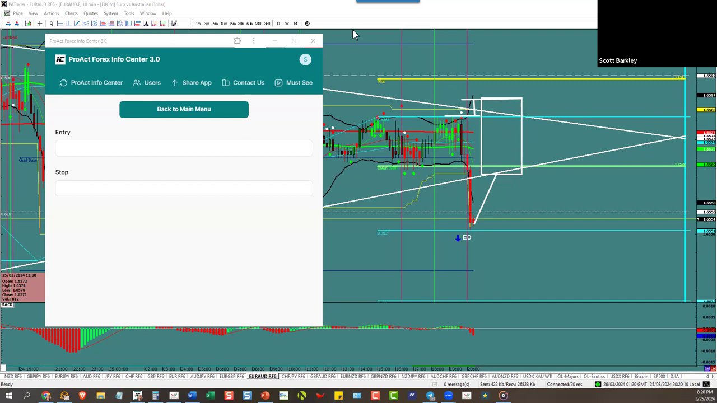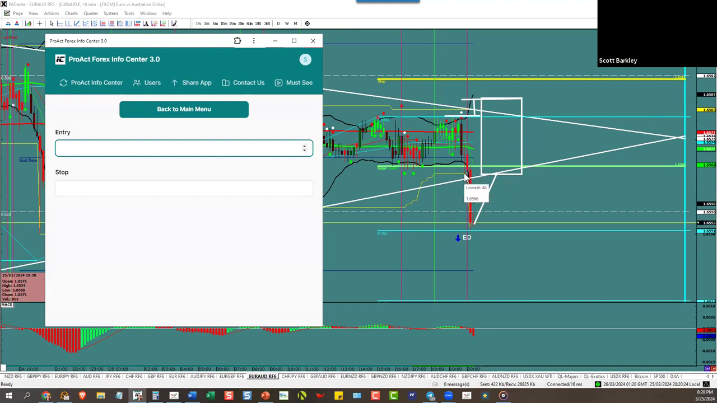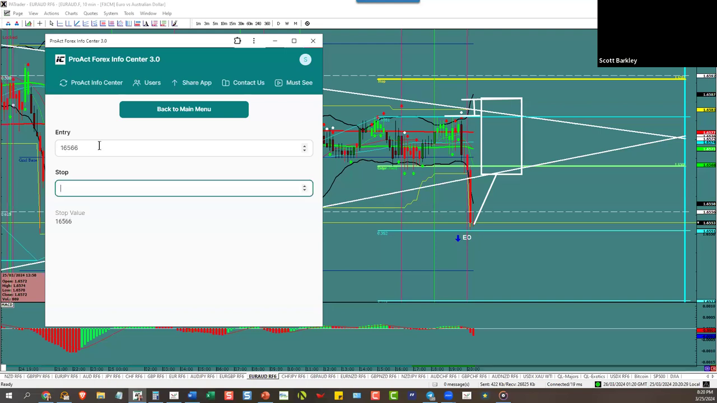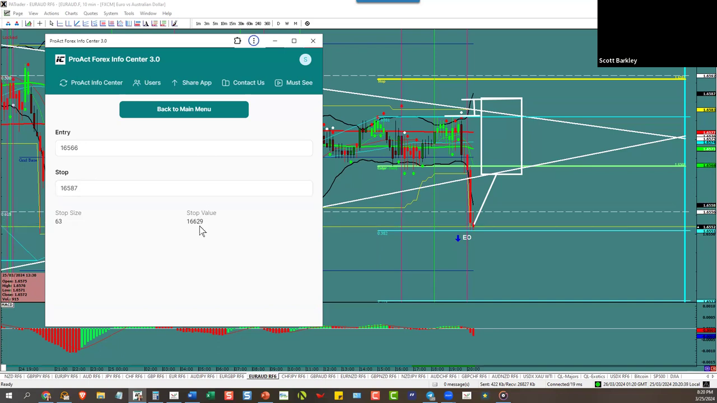That's my risk. So that's the technical risk right there. And this stop has to be three times that, right? So the entry is going to be right here at, what did I say it was, 65.66, 1.6566. And the technical stop is 65.87, 1.6587. I put the stop in at 1.6629. Tells me right where to put it, right? Now, you know you can't have a 9 because it's an odd number. So you're going to have to drop it to a 7.